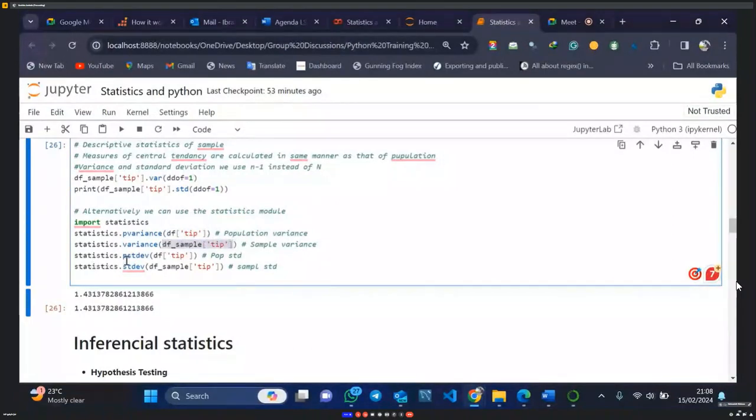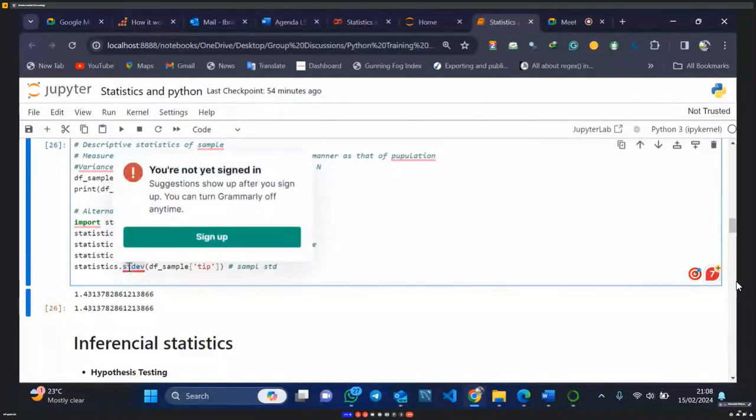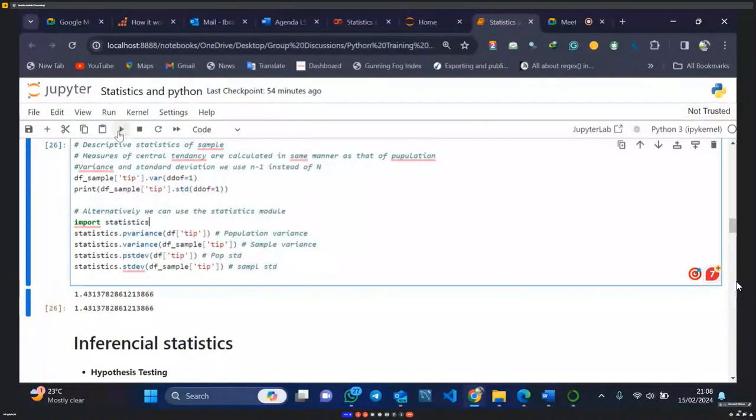Then we have statistics.pstdev, that is the standard deviation, and then we have statistics.stdev, standard deviation. From my understanding, the P stands for population in this, yeah, and then here maybe S stands for the sample. Jebet will explain to us.